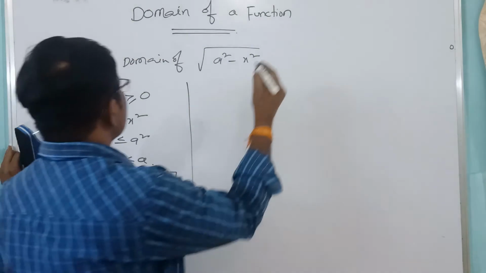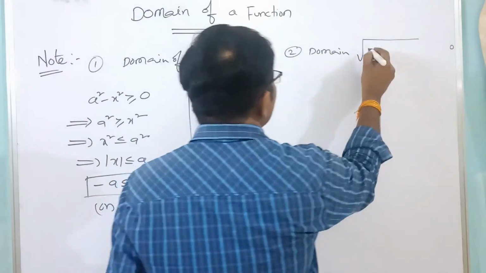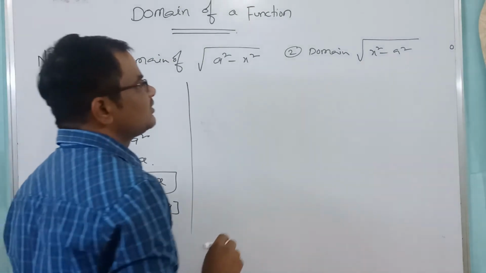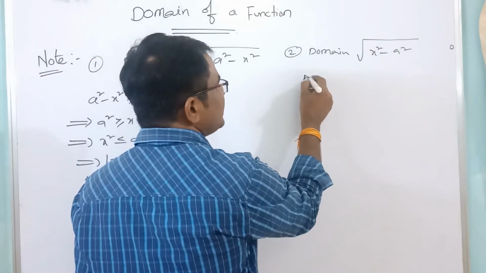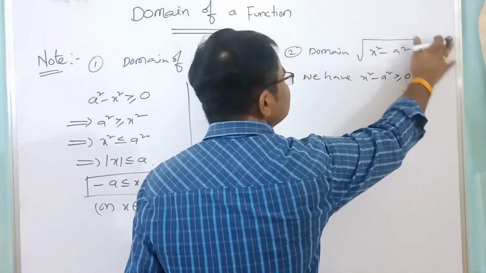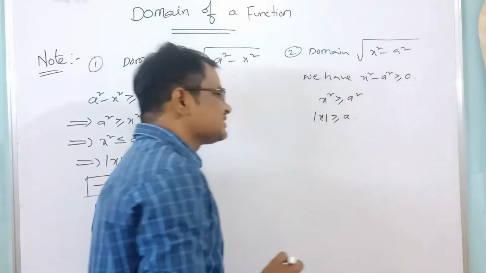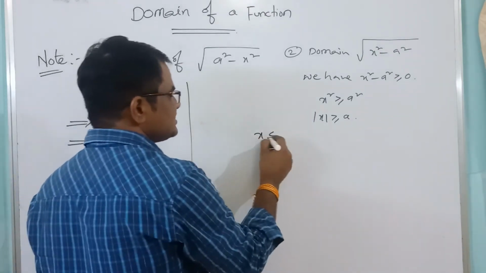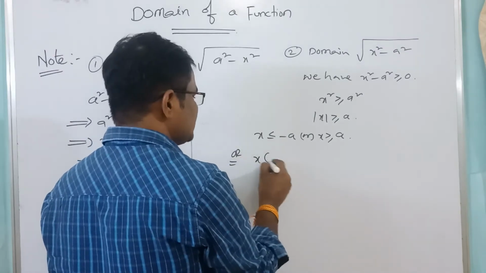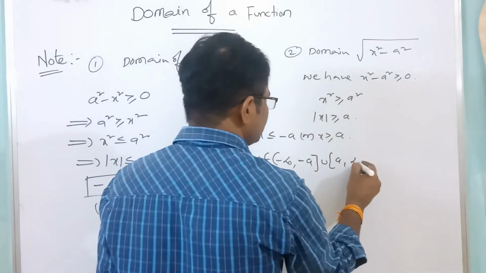Next, suppose they are asking the domain of root of x square minus a square. Here also we have x square minus a square greater than or equal to 0. X square greater than or equal to a square. Mod x greater than or equal to a, which means x less than or equal to minus a or x greater than or equal to plus a, or x belongs to minus infinity to minus a, union a to infinity.